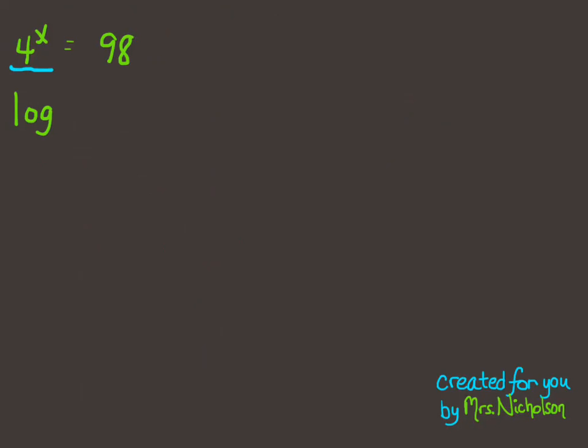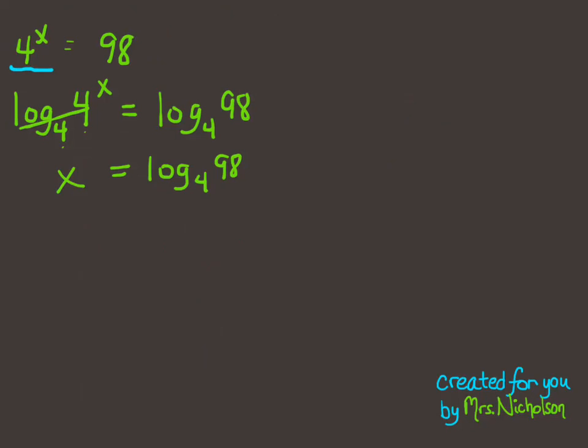We're going to log this side, and specifically I'm going to use a log of base 4 because the base of my exponential is 4. I need these two bases to match each other. So log base 4 of 4 to the x. And of course, if I take the log on one side, I have to do the same thing on the other. So I'm going to take log base 4 of 98 on the right side. Now, here on the left, log base 4 of 4 to the x, those undo each other, or they cancel out, and I'm left with x is equal to log base 4 of 98.